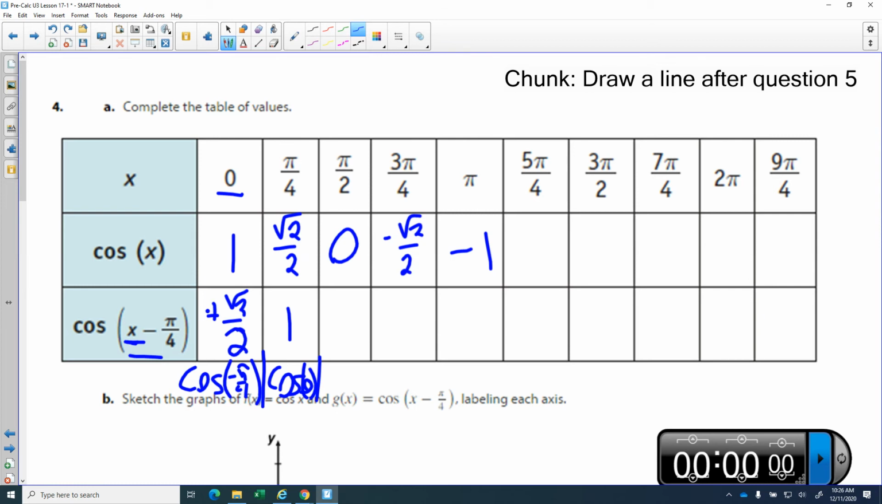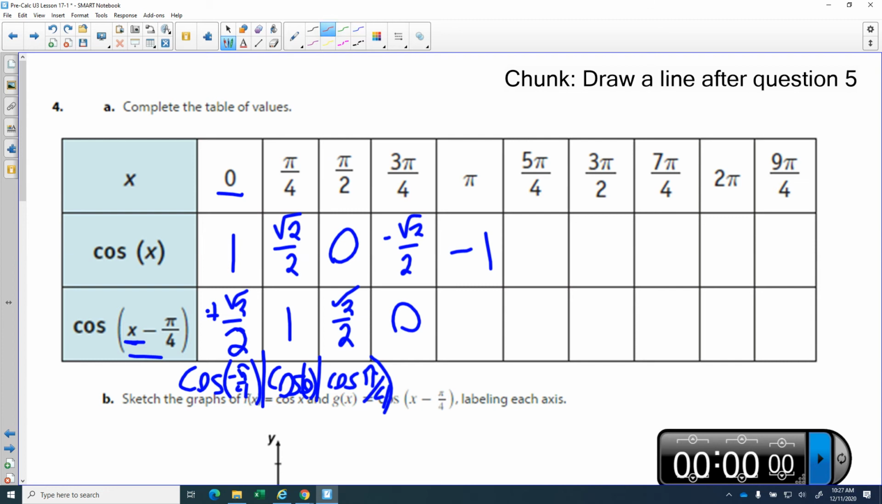If I continue that pattern on, pi over 2. If I were to plug pi over 2 into there, I would get cosine pi over 4, because pi over 2 minus pi over 4 is pi over 4. That would give me an answer of square root of 2 over 2 here. If I took 3 pi over 4 and took pi over 4 away from it, then I'm at just pi over 2, which is 0.